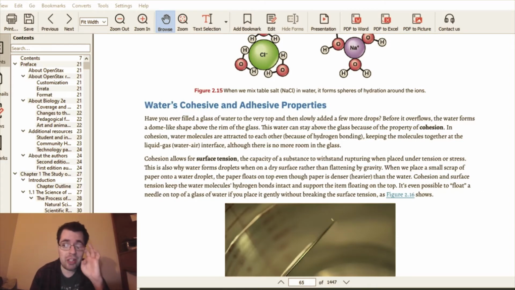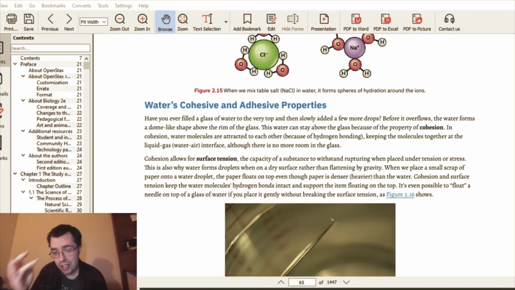Cohesion is when two atoms or two substances of the same kind are stuck together. I mean, this is not quite the same, but you could think of it as sticking two pieces of bubblegum together. That causes cohesion because of the same substance. Again, it's not quite the same because cohesion is much harder to break.